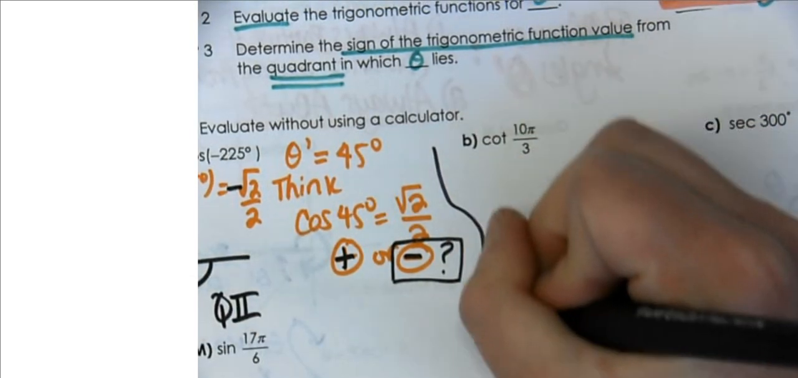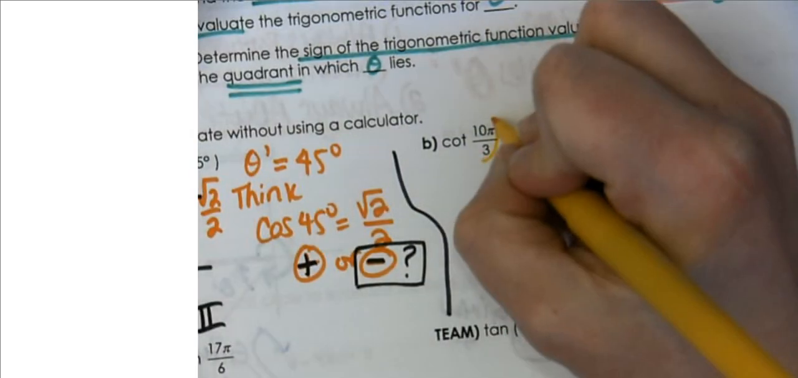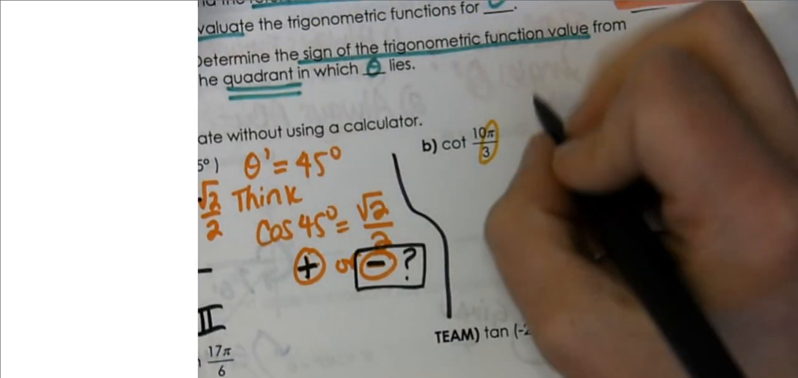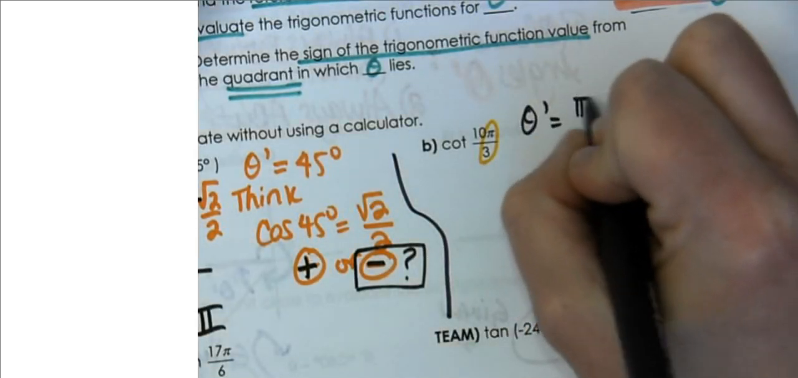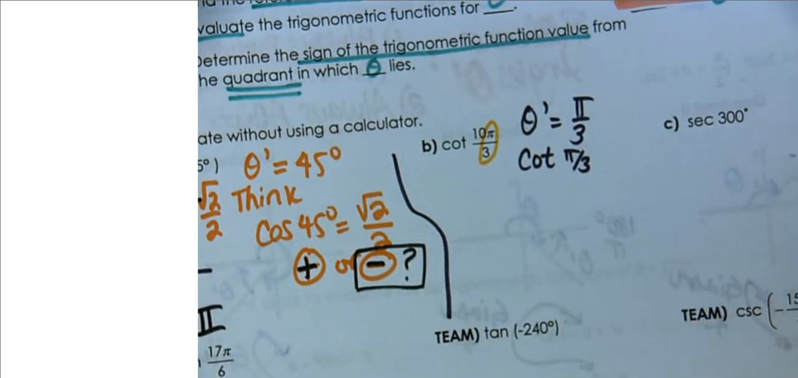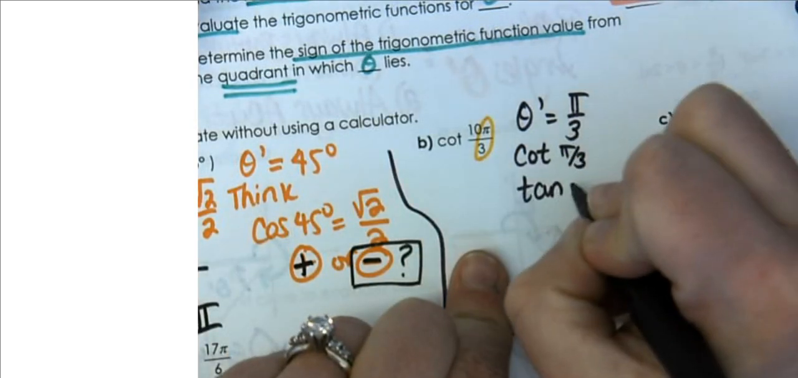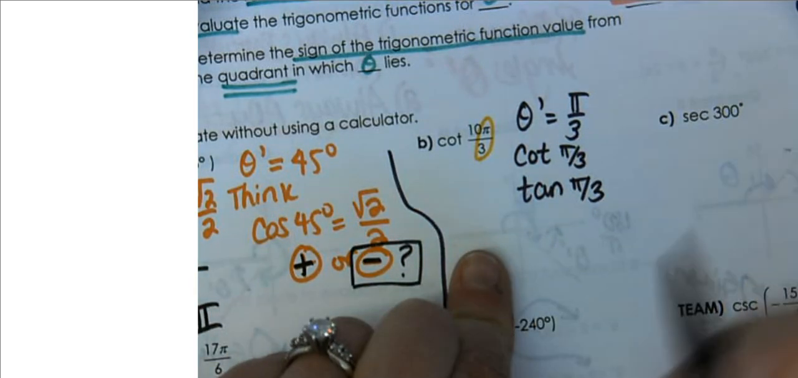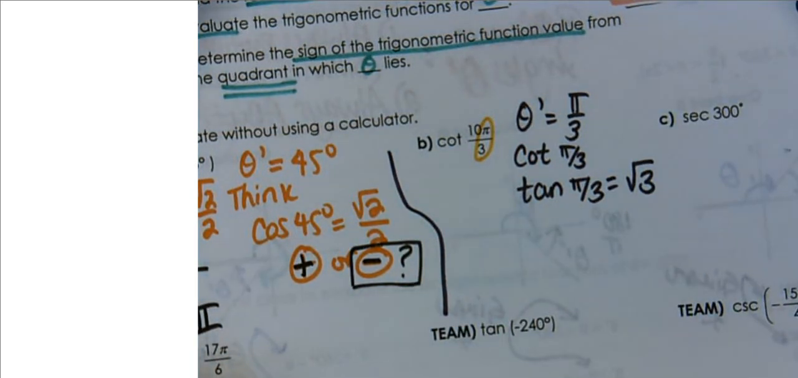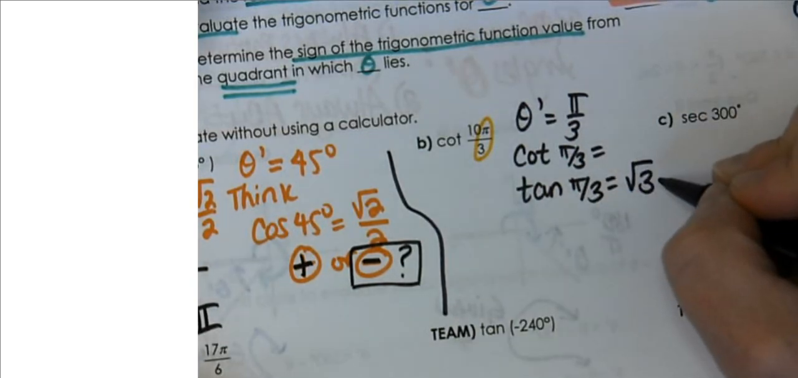For letter B, I'm going to use that trick that we just talked about on the last page, which is that the reference angle is pi over 3. So I'm going to calculate the cotangent of pi over 3, which we don't require you to have memorized. So I'm actually going to use the reciprocal of tangent of pi over 3. Now that's one that I do have to have memorized, and that is square root of 3. So therefore, the cotangent of pi over 3 is the reciprocal, which is square root of 3 over 3.